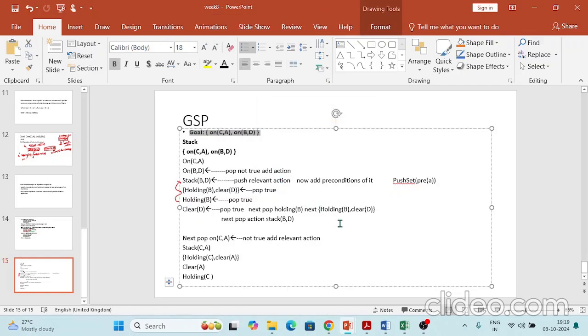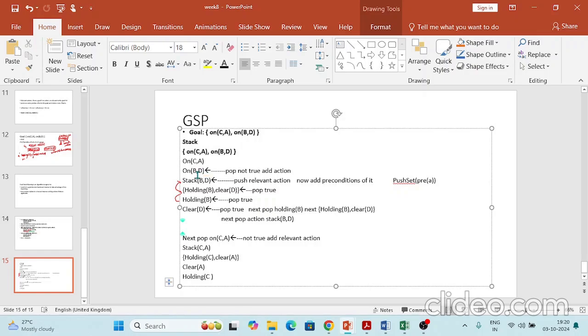First, we are having this goal: on CA, on BD. Whenever we are doing the algorithm of GSP, it will follow a stack. First push this as it is, on CA comma on BD, in the flower brackets, whatever the goal is there. Then add to the stack separately on CA, on BD.